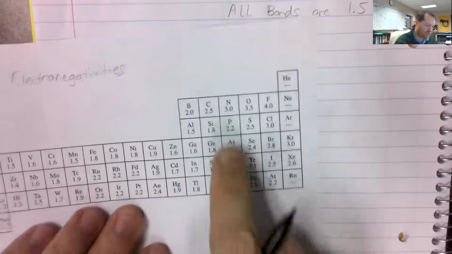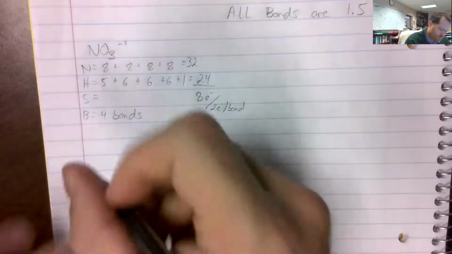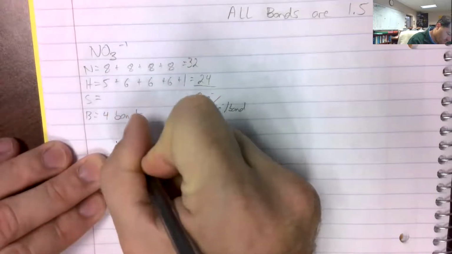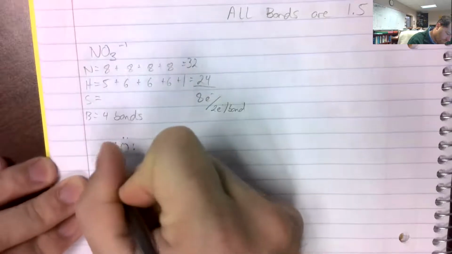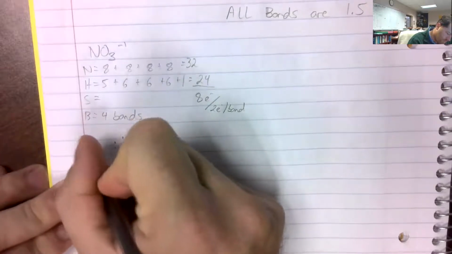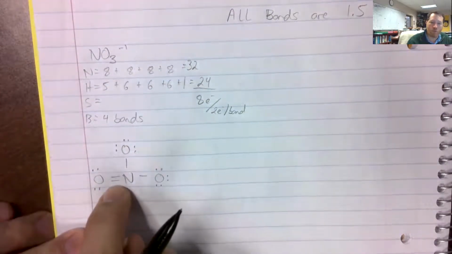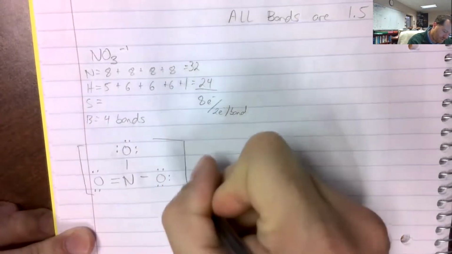Nitrogen is my least electronegative. He's lower than oxygen, so he's going in the middle. There's my 4 bonds, 1, 2, 3, 4. Don't forget, it is an ion, so we need to put the brackets around it and a charge outside of it.